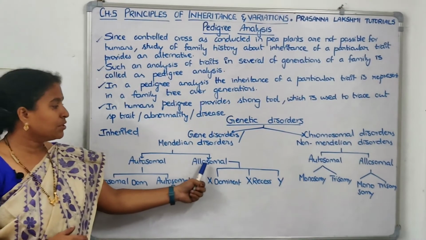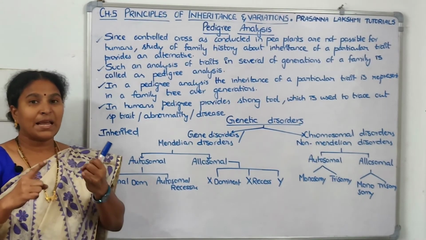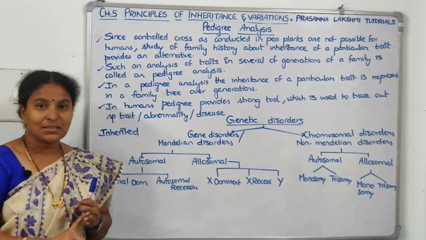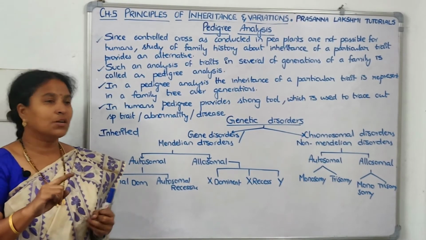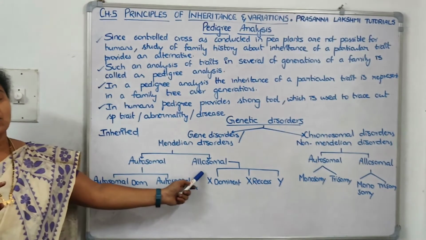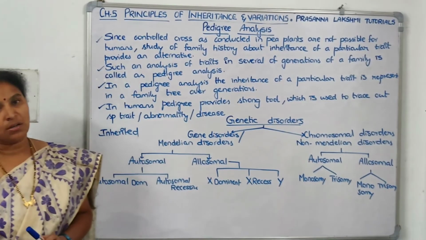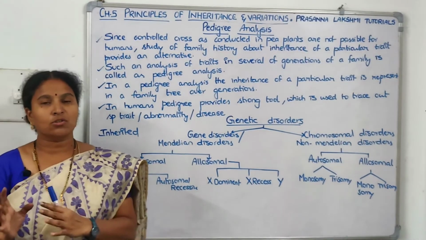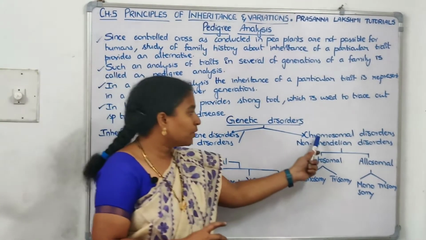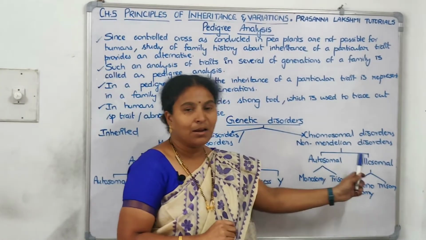In the same manner, coming to allosomes, allosomes are the X and Y chromosomes in humans. So whether it is X dominant or X recessive. Since only one Y is there, we cannot call it dominant or recessive, we call it a Y-linked disorder. Under allosomal, we have X dominant disorder, X recessive disorder, and Y-linked disorder. Now coming to chromosomal disorders, in chromosomes also we have autosomes and allosomes. So chromosomal disorders, non-Mendelian disorders, are again divided into autosomal and allosomal.